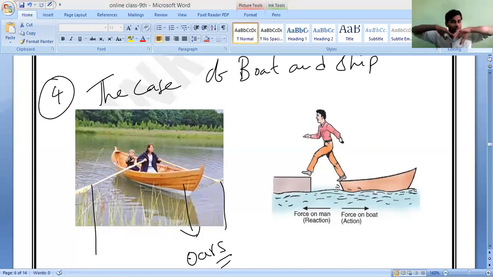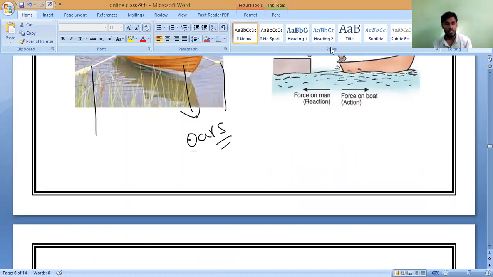So if I push the water backward with the oars, if I push the water very, very hard, it means I am applying more action force. If the action is greater, then definitely the reaction force exerted by the water will be greater, and then the boat will move forward very easily. Is it yes or no, all of you? Yes, sir. So that is what you should remember.